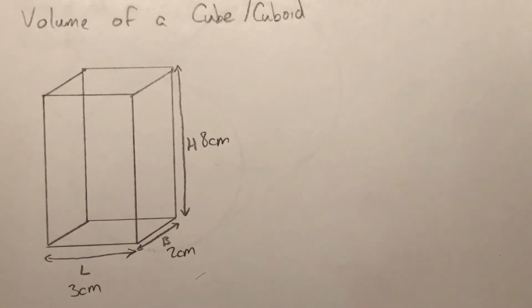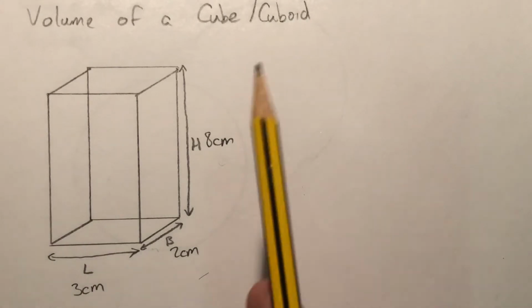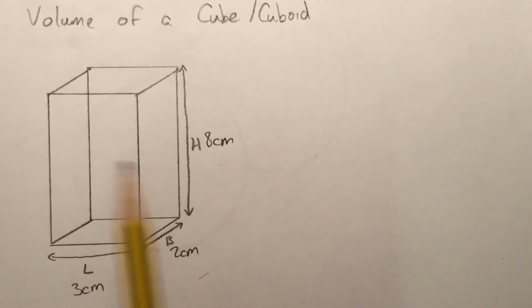A cube is basically what a lot of students describe as a 3D square. Things like dice tend to be cubes, so every single edge is the same length. In cuboids, we're dealing with more box shapes, so things like cereal packets and books, cardboard boxes. They all tend to be a cuboid shape.